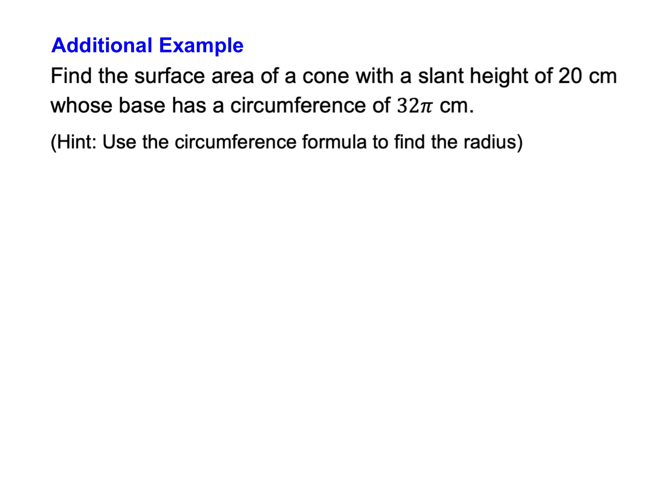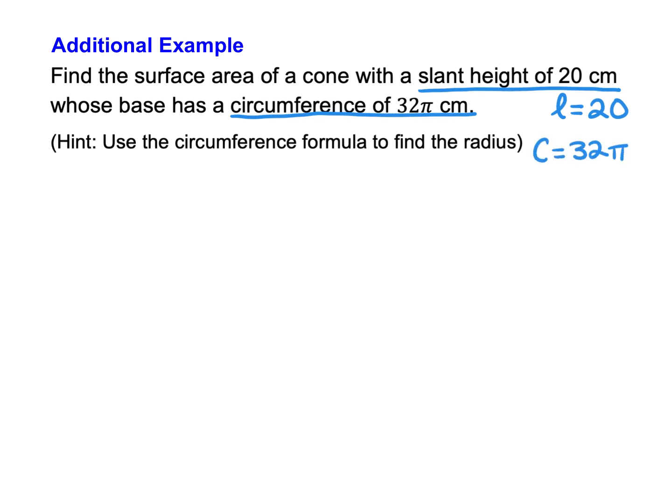Here's a quick additional example that you should add to your notes. In class, we went over this problem on the whiteboards. Let's find the surface area of a cone with a slant height of 20, whose base has a circumference of 32 pi. So here, I'm giving you the slant height. So that's the L equals 20, but I don't have the radius. I have the circumference of the base. So the circumference is 32 pi centimeters.